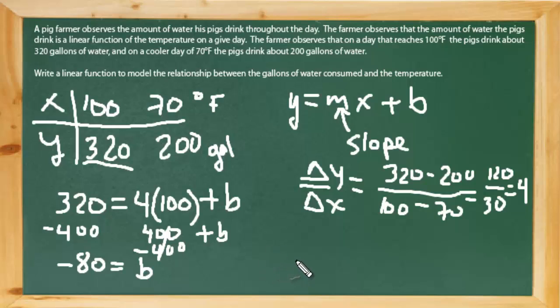So now I can write my equation here. I can say that my linear equation is y equals 4x, that's my slope, right? Okay, minus 80. And that's my linear equation.